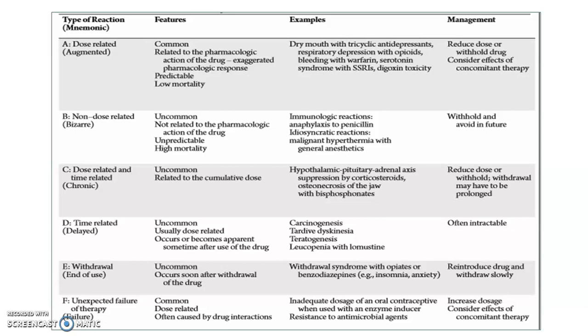Then type E will be withdrawal. These are all because of withdrawal syndromes of a particular drug. These are also uncommon. This reaction can be managed by reintroducing the drug or withdrawing the particular drug slowly by reducing the dose step by step. And then type F, which is a very common reaction in the case of dose related. Often even drug interaction leads to failure of therapy, because one drug interacts with another drug and reduces the efficacy of either drug, so failure of therapy will be very common. In these particular cases, we can increase the dose, or we can check the concomitant therapy which is administered with the particular drug.